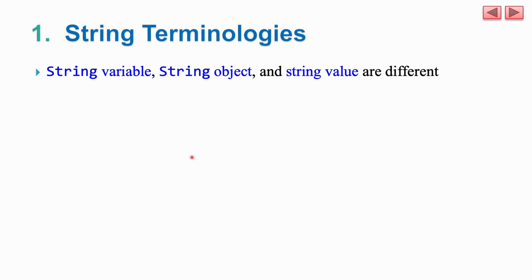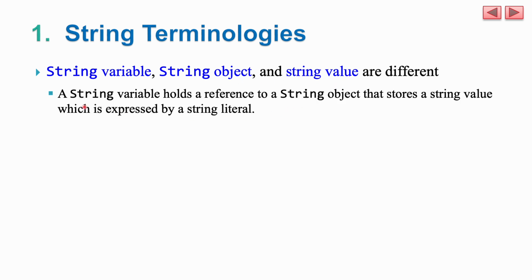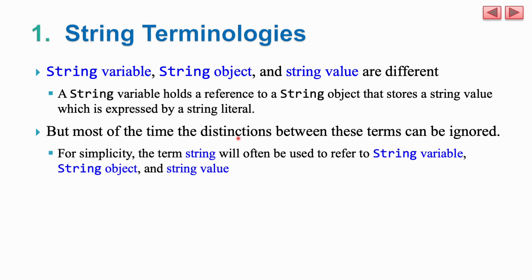We have used many terminologies regarding strings, so I would like to clarify them. Strictly speaking, the terms string variable, string object, and string value are different. In particular, a string variable holds a reference to a string object that stores a string value which is expressed by a string literal. But most of the time, the distinction between these terms can be ignored. So for simplicity, the term string will often be used to refer to string variable, string object, and string value.